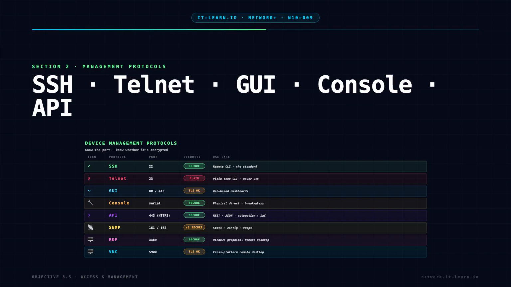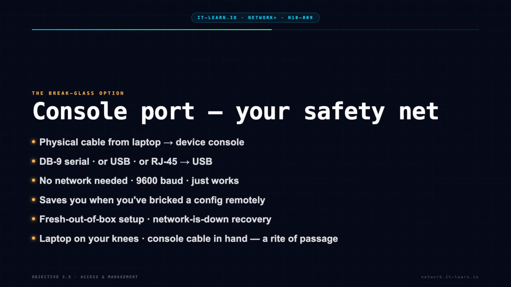Now, the break glass option. The console port. Every network device has a physical console port. You plug a console cable from your laptop directly into that port. Used to be a serial cable with a DB9 connector. Now it's usually USB or RJ45 to USB. And that gives you direct access to the device's command line without any network connectivity at all.